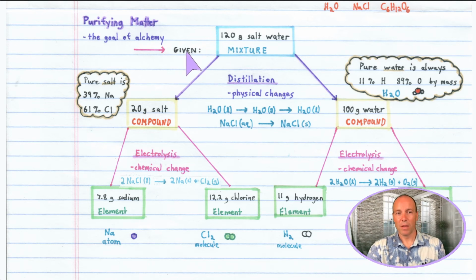So if you give an alchemist 120 grams of salt water, it would be his duty to separate it as far as he could. Okay, and the first method of separation would be to divide the salt and the water, and the way he could accomplish that is by distillation. So if you take salt water and you distill it, you can separate out the salt from the water. So I'll show you a quick video of distillation right here.